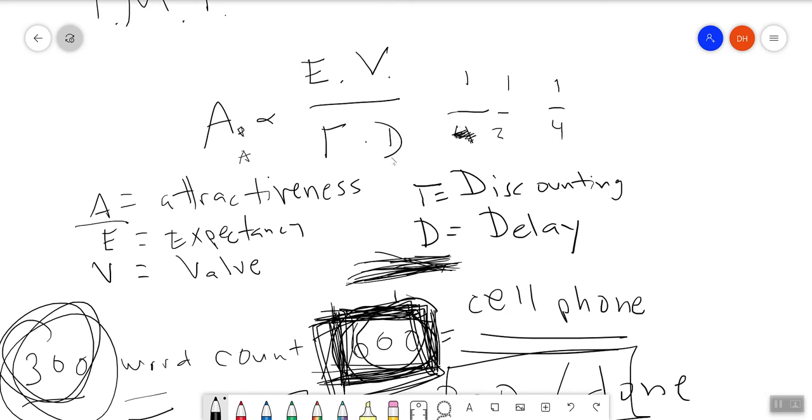Now, what do all of these mean? Okay, so the general attractiveness or appeal of a project that you're working on can be configured as a function of the expectancy you have multiplied by the value that the project has to you, and then divided by the discounting that you have of that project multiplied by the delay of that project. Now, what do all of these things mean?